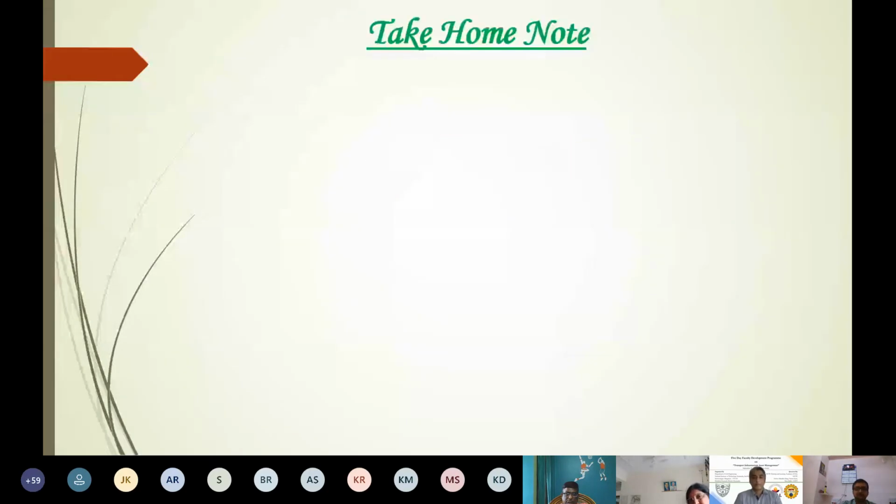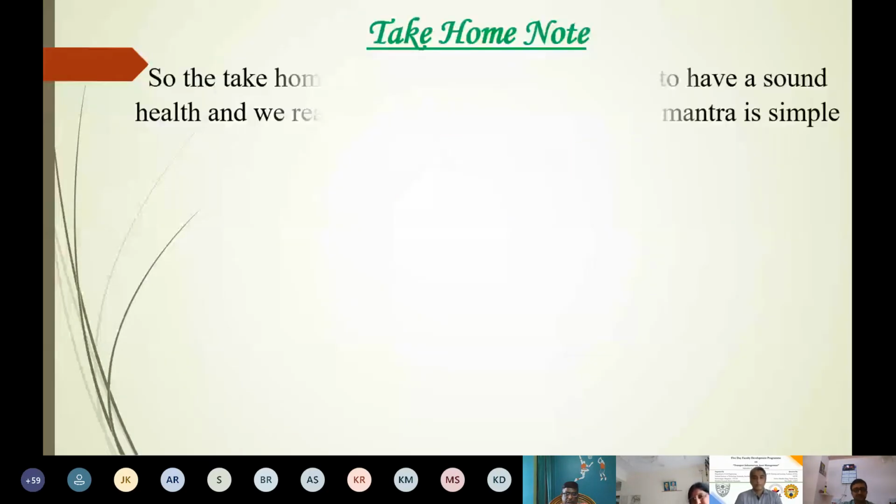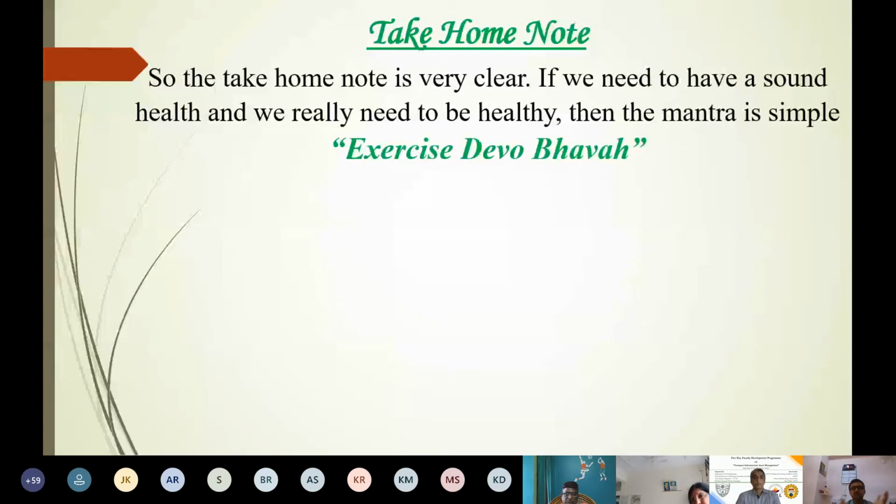So finally, a few lines from myself. Take home note. The take home note is very clear. If we need to have sound health and we really need to be healthy, then the mantra is very simple: Exercise, Devo Bhava. Here I just wanted to tell you one story, how to be happy, how to be content, and that is in yoga.